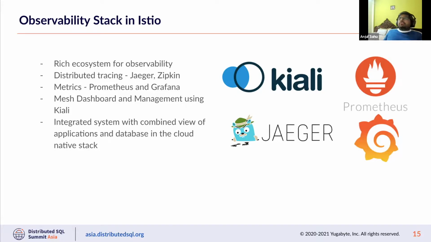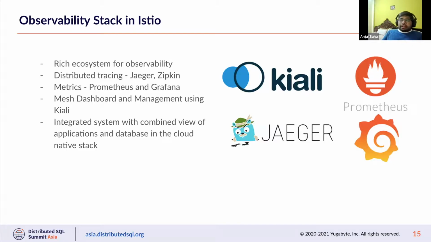Istio provides a very rich ecosystem of observability tools like Kiali, Jaeger for distributed tracing, and Prometheus and Grafana for storing the metrics.